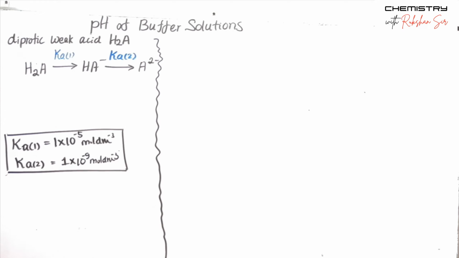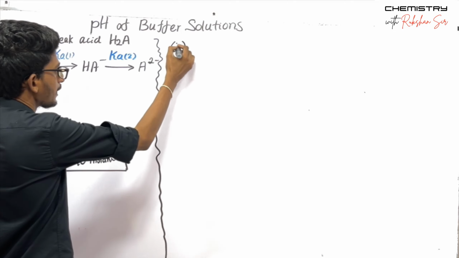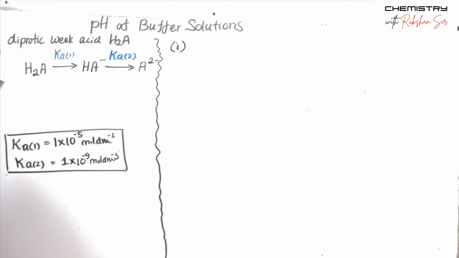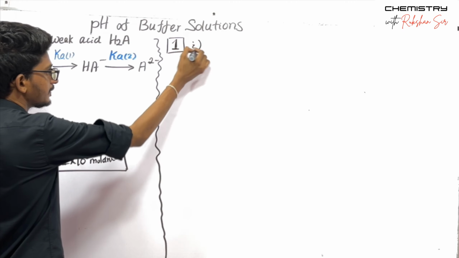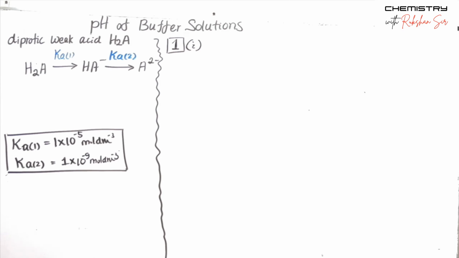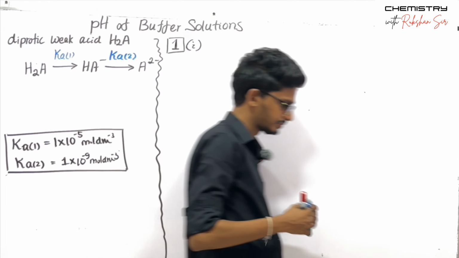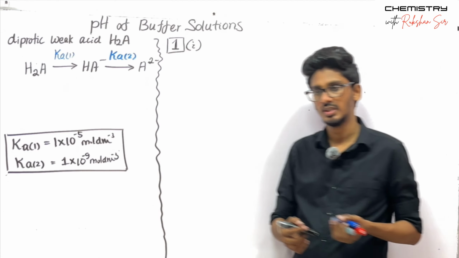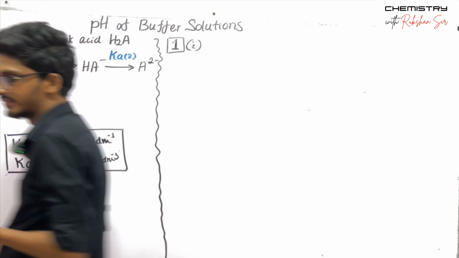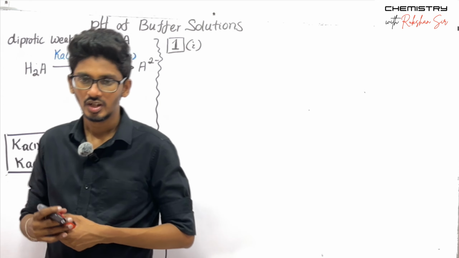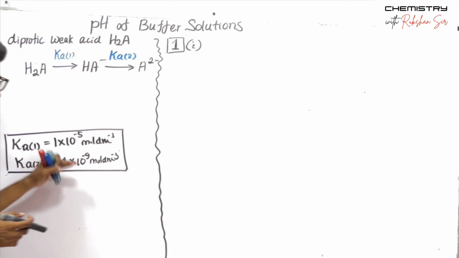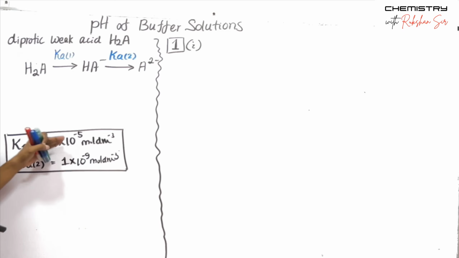Now what we need to do is come up with a buffer solution with pH 5.5. So let's consider the pKa values of these two and consider the pKa plus or minus 1 ranges.